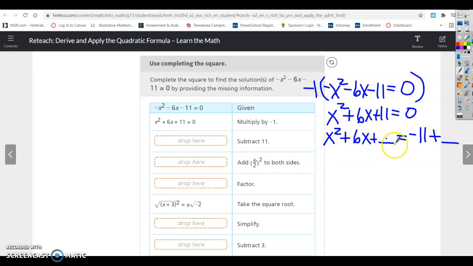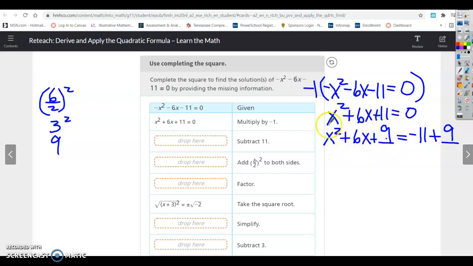Now, to complete the square, you're going to do half of b, squared. If you remember in the quadratic formula, the number in front of x squared is your a, the number in front of x is your b, and the constant is the c. So our b is 6. If we take 6, half it, and then square it, that's going to give us 3 squared, which is 9. So we're going to add 9 to this side, and we're going to add 9 to the other side. Alright, so why do we do that?